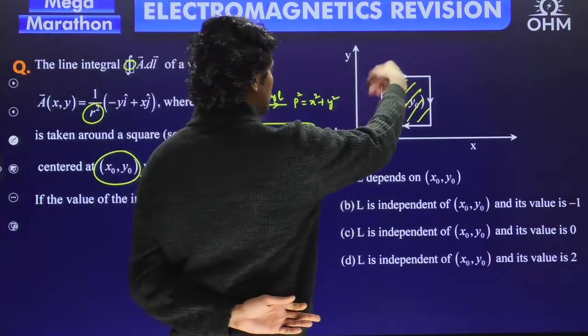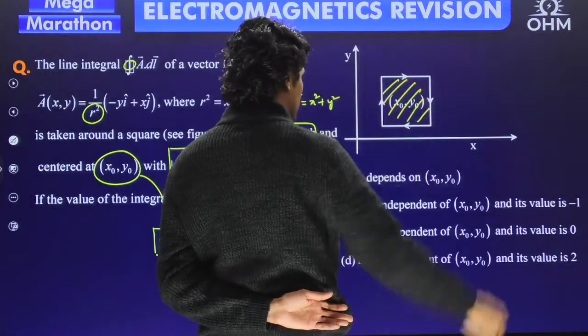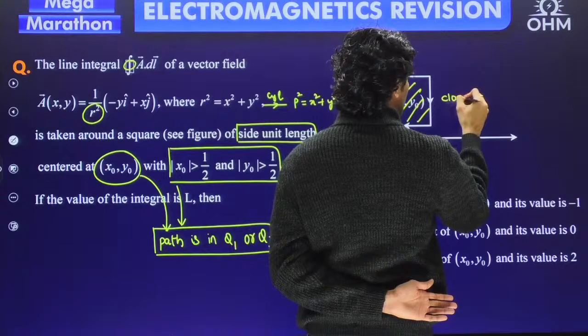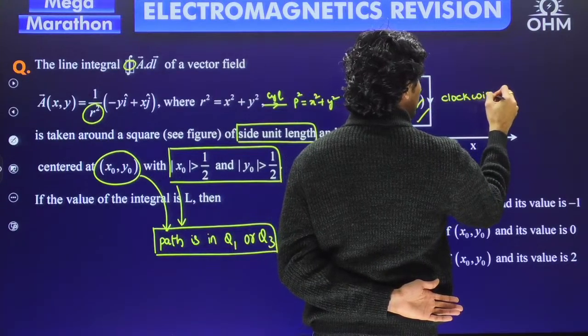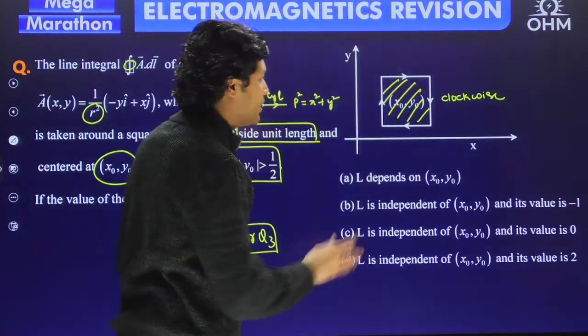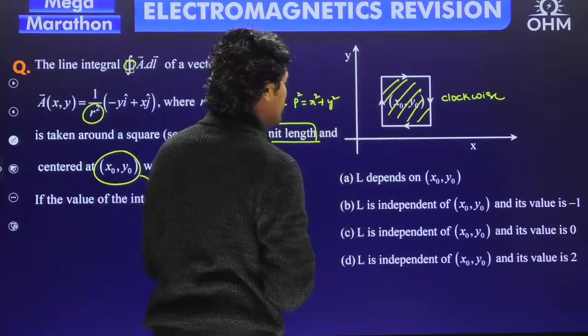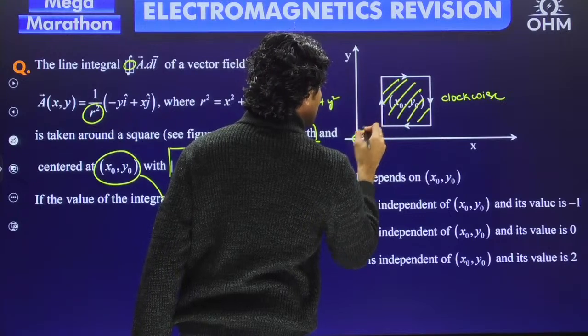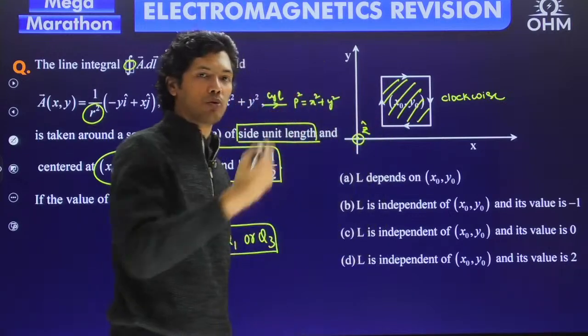Now look at the direction of the path. The direction of the path is nothing but clockwise or anti-clockwise. Sorry, clockwise this is. So this is a clockwise path. When I curl my fingers from x to y, what's the direction of z? The direction of z is coming out, means z direction is basically out of the board.